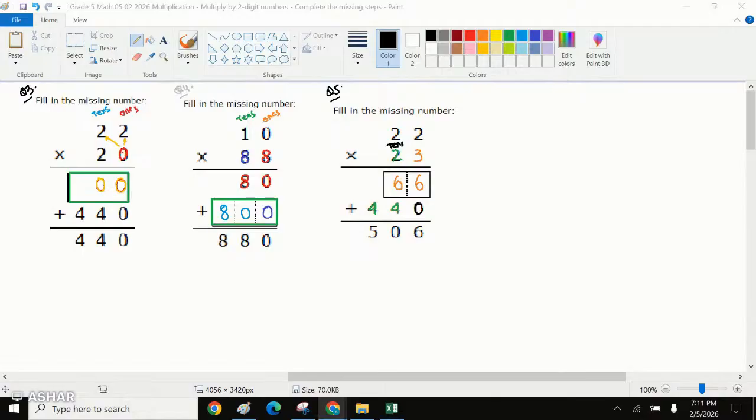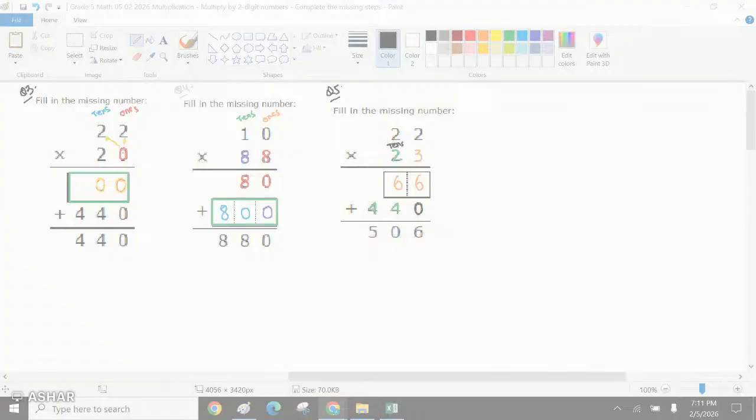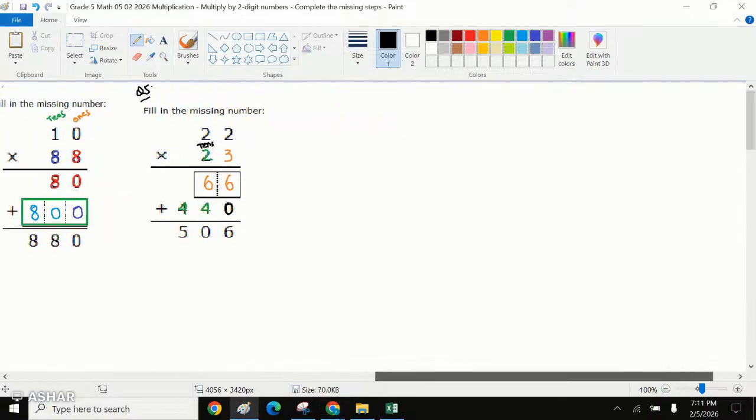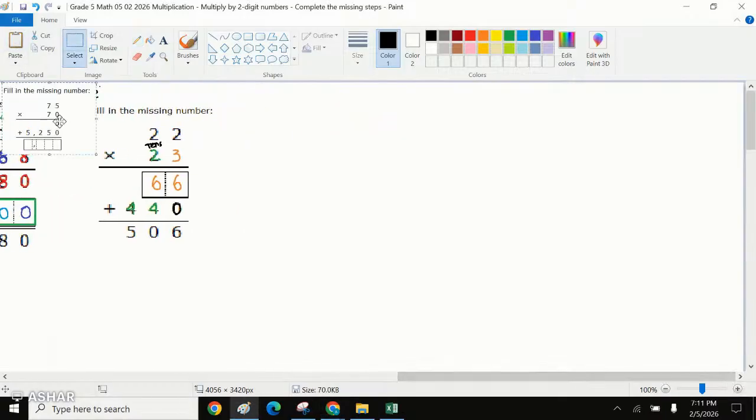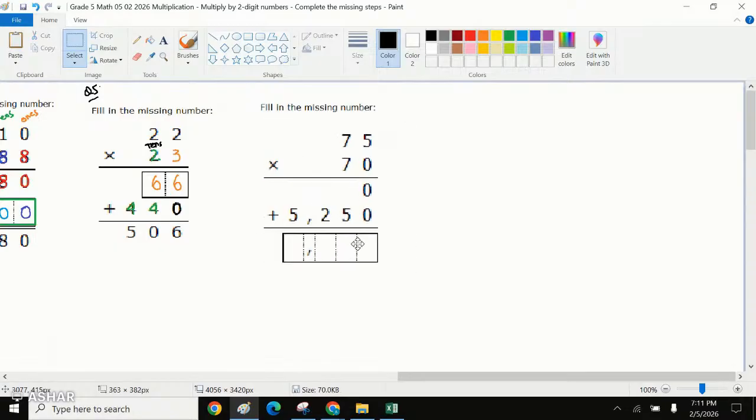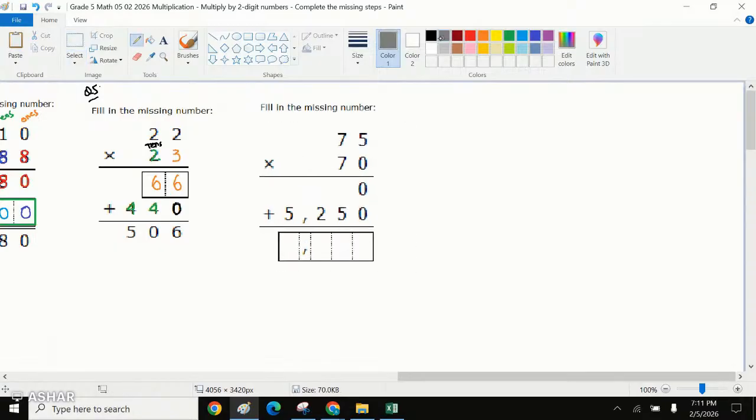Let's move to the next question. The next question says, fill in the missing number. We just need to find the missing numbers, but we would try to do all steps so that we can recall as well. In the next question, question number 6, it says 75 is multiplied by 70.